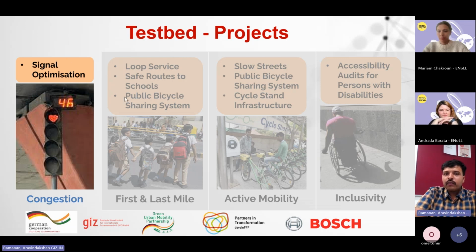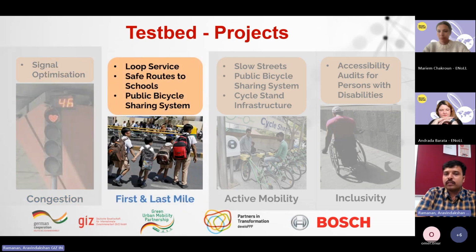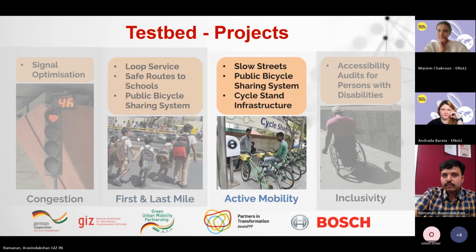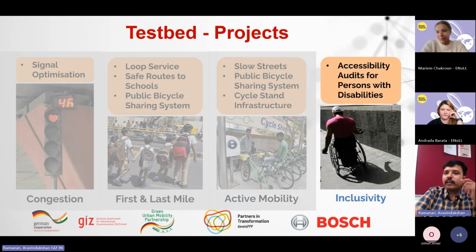First and last mile connectivity is also an issue. So we have these projects, loop service, safe routes to school, and public bicycle sharing system, to address this. Slow streets, public bicycle sharing system, and cycle stand infrastructure are some of the projects which contribute to active mobility. And we have addressed inclusivity, especially for the differently abled population, by doing an accessibility audit for persons with disabilities for the neighborhood.